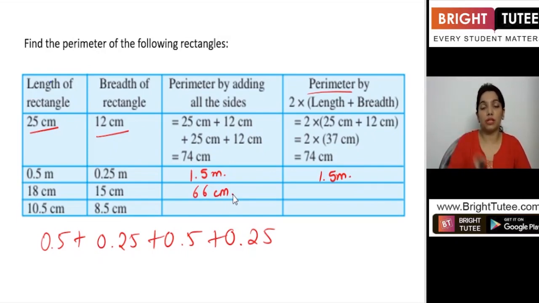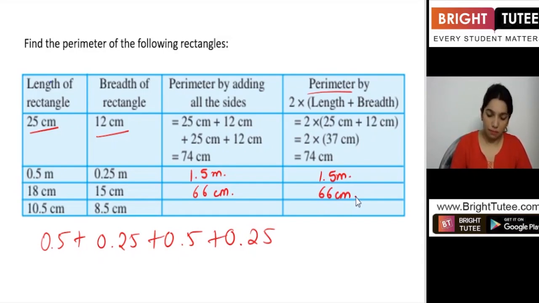When it's measured in meters, you must write meters in your answer. If it is in centimeters, you must write centimeters in your answer. Now using the formula, 18 plus 15 is 33. And if we times it by 2, it is 66 centimeters. Same answer.